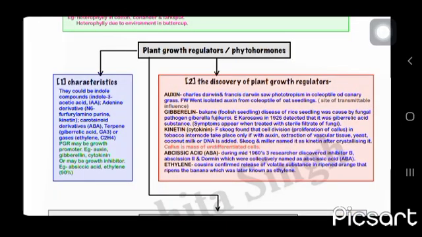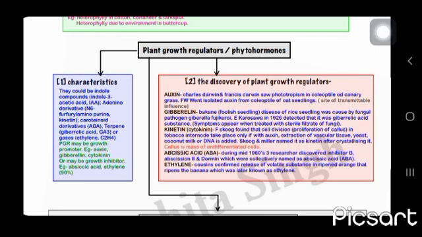Plant growth regulators. First, characteristics. They could be indole compounds, adenine derivatives, carotenoid derivatives, or terpenes. PGRs may be growth promoters, example auxin, gibberellin, cytokinin, or may be growth inhibitors, example abscisic acid or ethylene. Second, the discovery of plant growth regulators. Auxin: Charles Darwin and Francis Darwin.